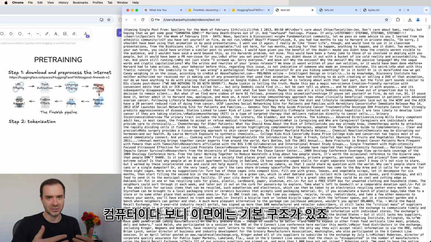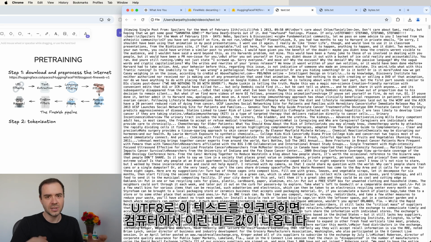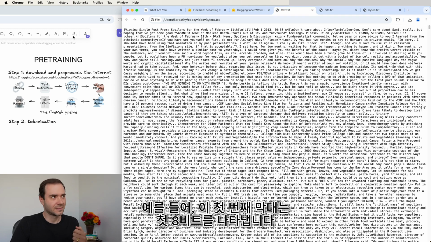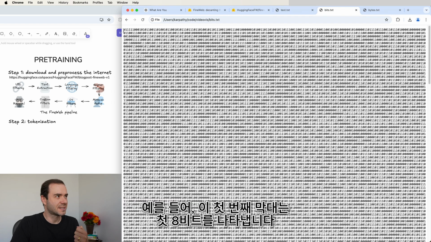Now, this being computers, of course, there's an underlying representation here. So if I do what's called UTF-8 encode this text, then I can get the raw bits that correspond to this text in the computer. And that's what that looks like. So it turns out that, for example, this very first bar here is the first 8 bits as an example.